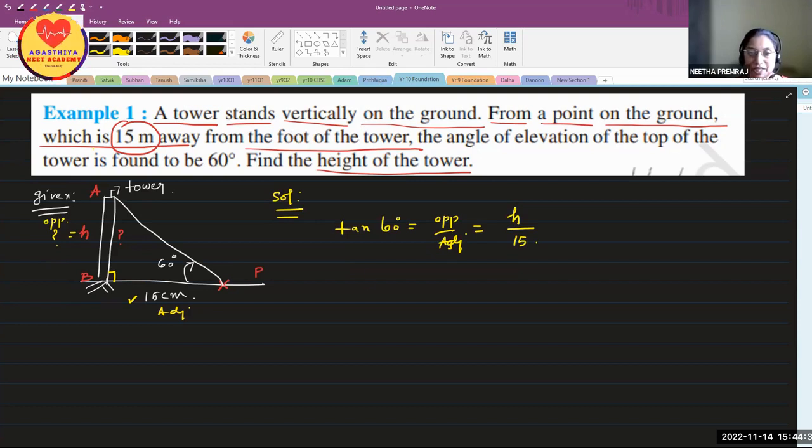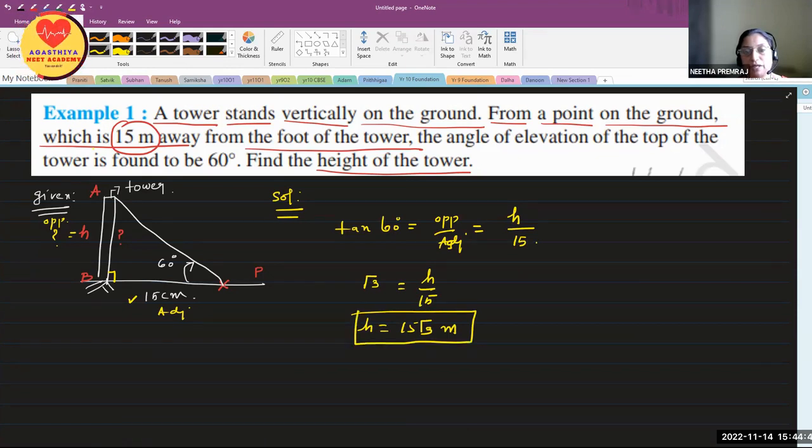Very good. Root 3 is equal to h by 15. So h is equal to 15 root 3. This is in meter, so this also must be in meter. This is the answer: the height of the tower is 15 root 3 meters. See that nothing is mentioned, so you can give your answer in root 3. Make a note of it. We will move to the next sum.